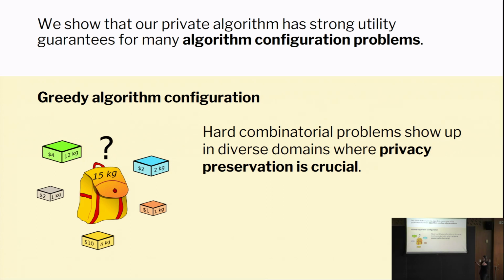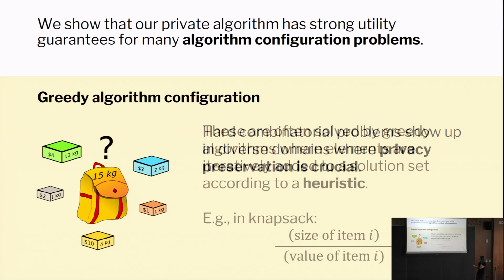And we show that our private algorithm has strong utility guarantees for many algorithm configuration problems. For example, hard combinatorial problems come up in diverse application domains where privacy preservation is important. Maybe an online marketer uses the knapsack algorithm to figure out what bundles of deals to give individuals. If it tunes its knapsack algorithm so it does really well on the kind of individuals that visit its website, then maybe that algorithm configuration reveals information about those individuals.